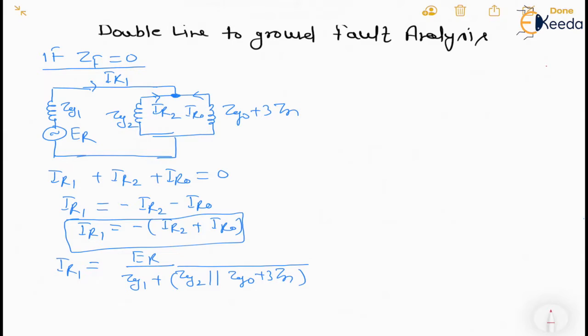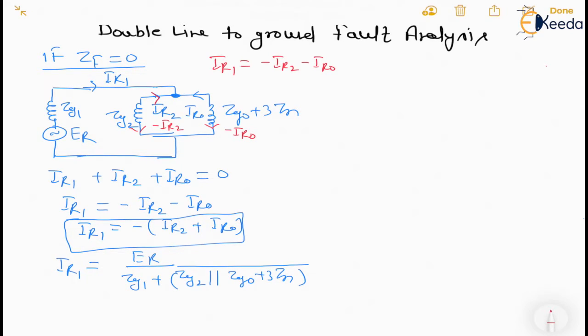And you can see if IR2 is in this direction, if I represent it in this direction, this will be minus of IR2 and this will be minus of IR0. So the same thing, IR1 is coming and dividing between minus of IR2 and minus of IR0. The same we write with the help of KCL also.